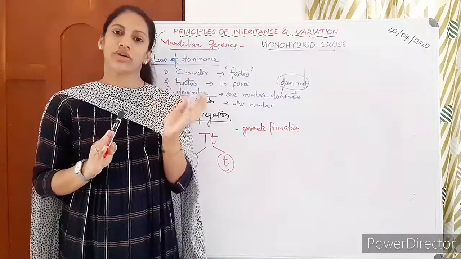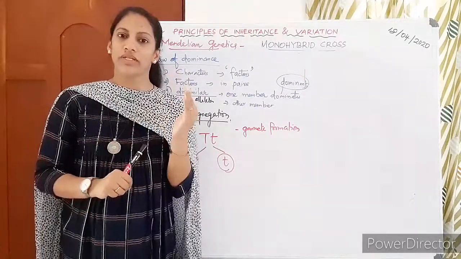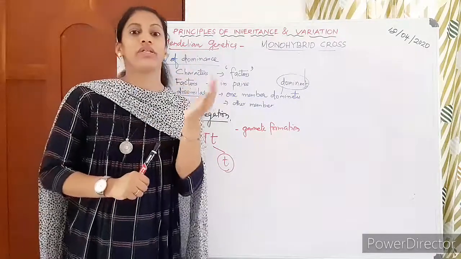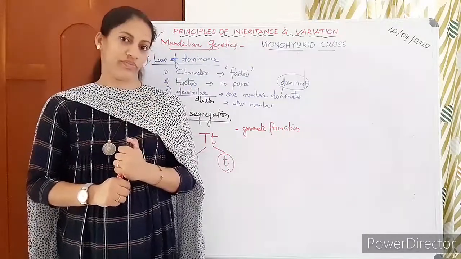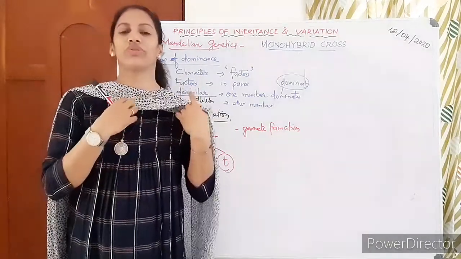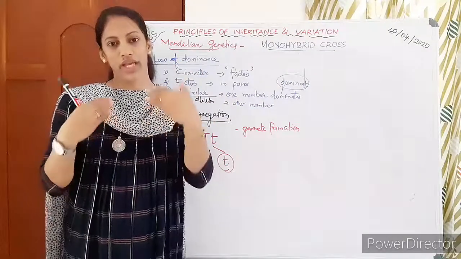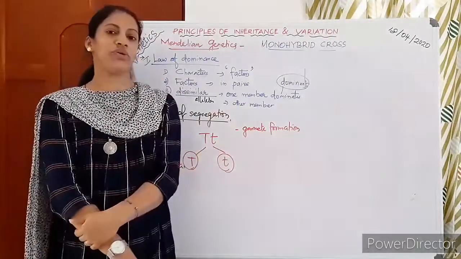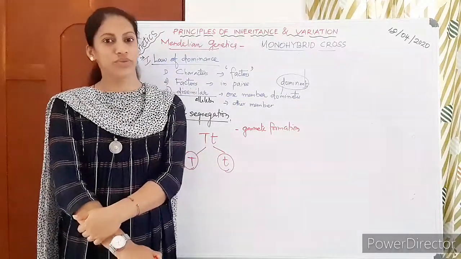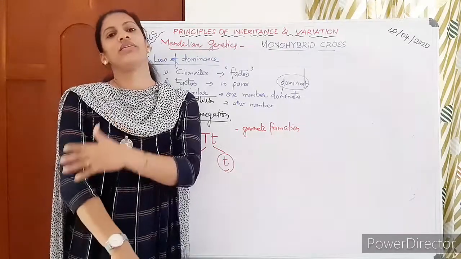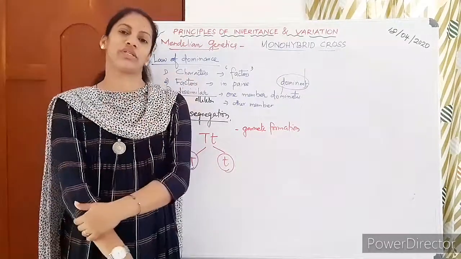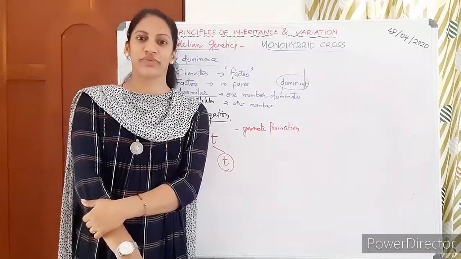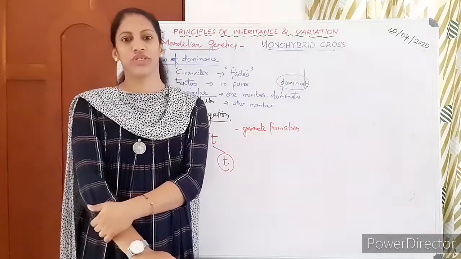And here he proposed 3 different genotypes: capital T capital T, capital T small t, and small t small t. So in the F2 generation, we have 2 ratios to study: the phenotypic ratio, the ratio of expressed features, 3 tall to 1 dwarf, and the genotypic ratio, 1 capital T capital T to 2 capital T small t to 1 small t small t, homozygous tall, heterozygous, and dwarf. So the phenotypic ratio is 3 is to 1, and the genotypic ratio is 1 is to 2 is to 1.